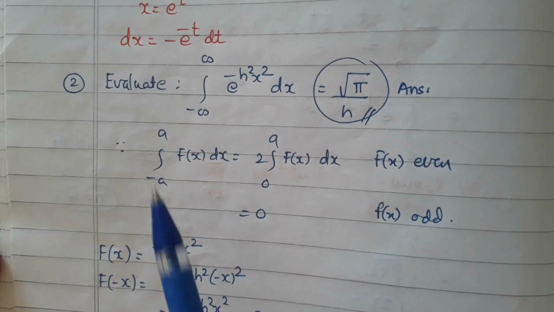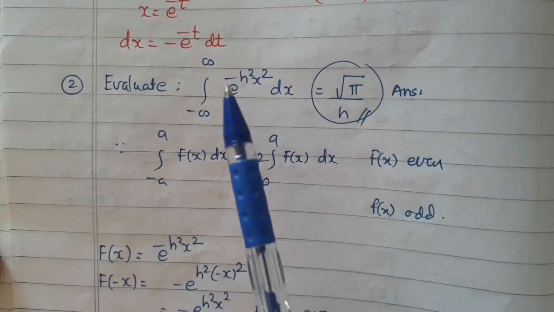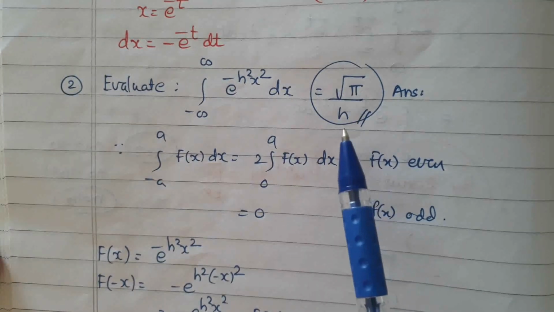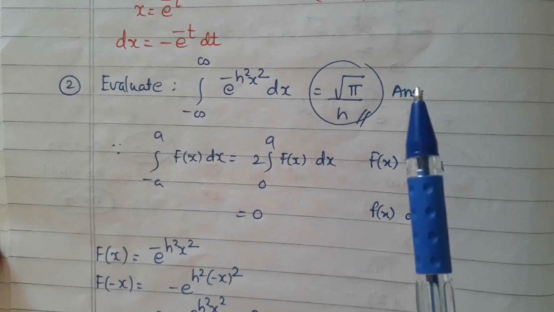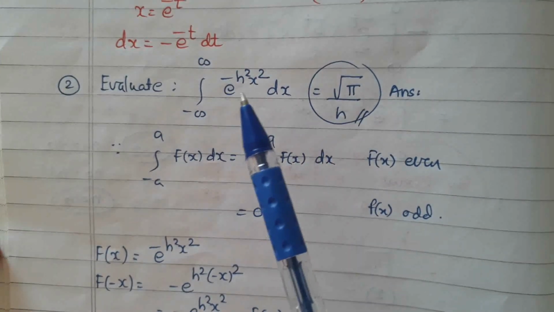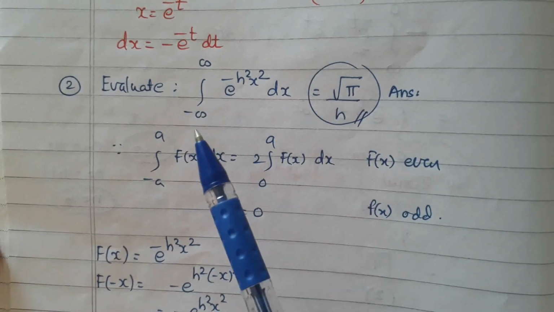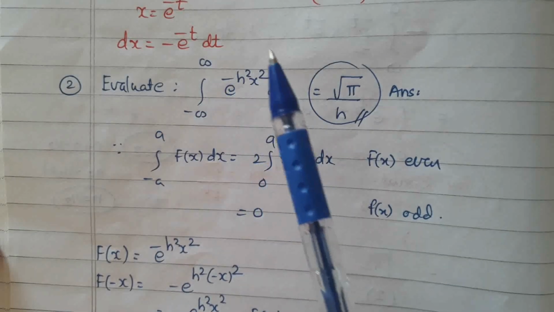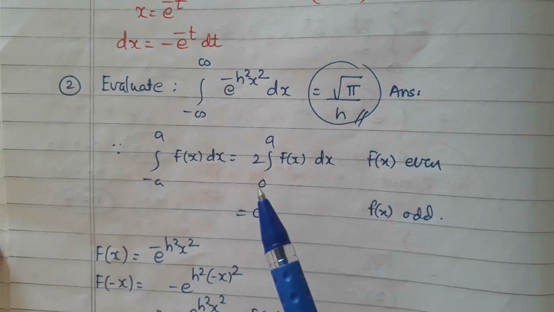Hint for the next question. Evaluate integral minus infinity to infinity e raised to minus h square x square dx is equal to root of pi upon h. Answer is root of pi upon h. In the gamma function, we always have the limit 0 to infinity, and in this present example, limits are minus infinity to infinity. To write this integral into the proper form, use one of the properties.